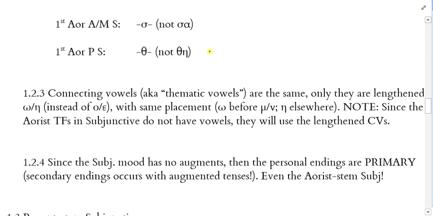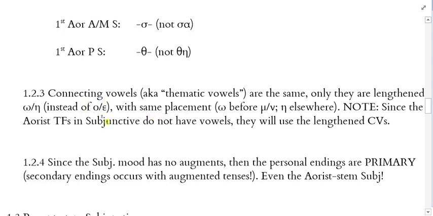Now, that has a bearing on the next part, which is which connecting vowels are going to be used. The connecting vowels, or they're also called thematic vowels, are the same as in the indicative except for one major difference. And that is that the connecting vowels will be lengthened versions of the original connecting vowels that you've learned. So what did you learn? You learned omicron epsilon for your connecting vowels. In the subjunctive mood, it's going to be omega eta, the long O, the long E. All right? And the same rules will apply for placement of these.